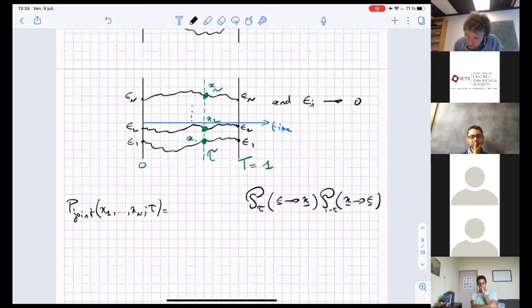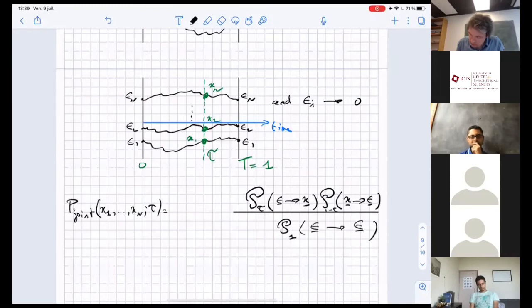Okay. And then, of course, because it's a probability, I need to normalize it. So I need to divide this by the total, I mean, the probability, if you want, that on the interval one, I go from epsilon to epsilon. Okay. So now this one is normalized. This is a joint probability, okay? So I really want to get the joint. Should define what it is, in fact.